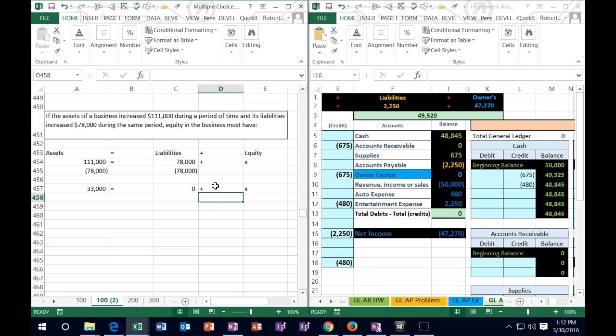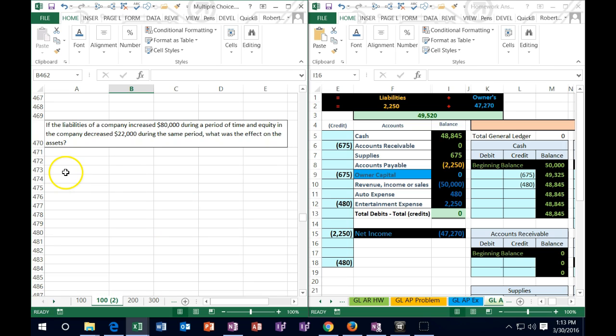And so now we can eliminate the 0 because anything plus 0 is itself. X equals 33,000. We're going to want to write that in this format. X equals 33,000. And we know that X is equity, which equals 33,000. And this should be an equal sign, of course.